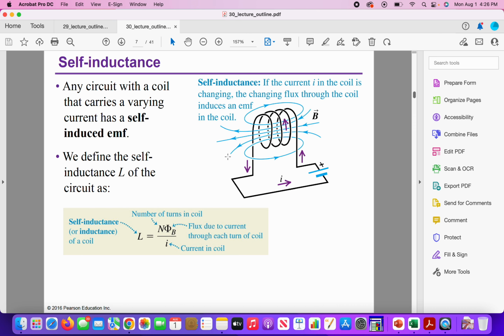Now the self-inductance. Any circuit with a coil that carries a changing current has a self-induced EMF. Here, for example, we have that coil, and if there is a current going through the coil and it is changing, then the flux through the coil induces an EMF in the coil itself. We define the self-inductance L of the circuit as L equals N, the number of turns, times the flux due to the current, divided by I, which is the current in the coil.